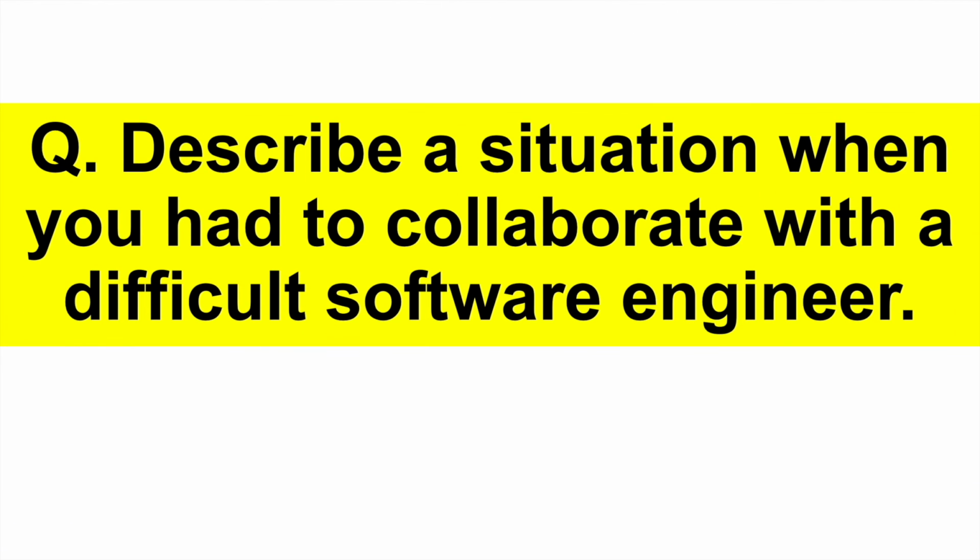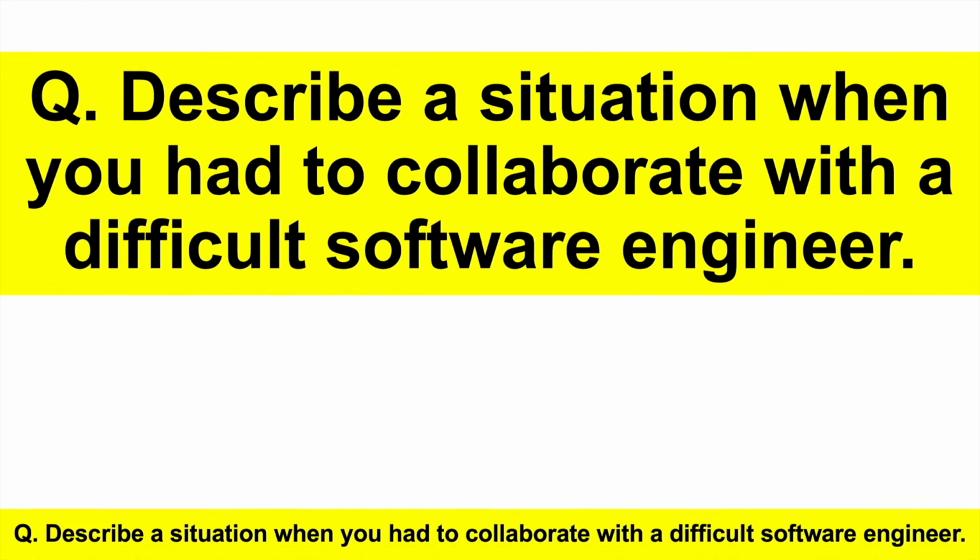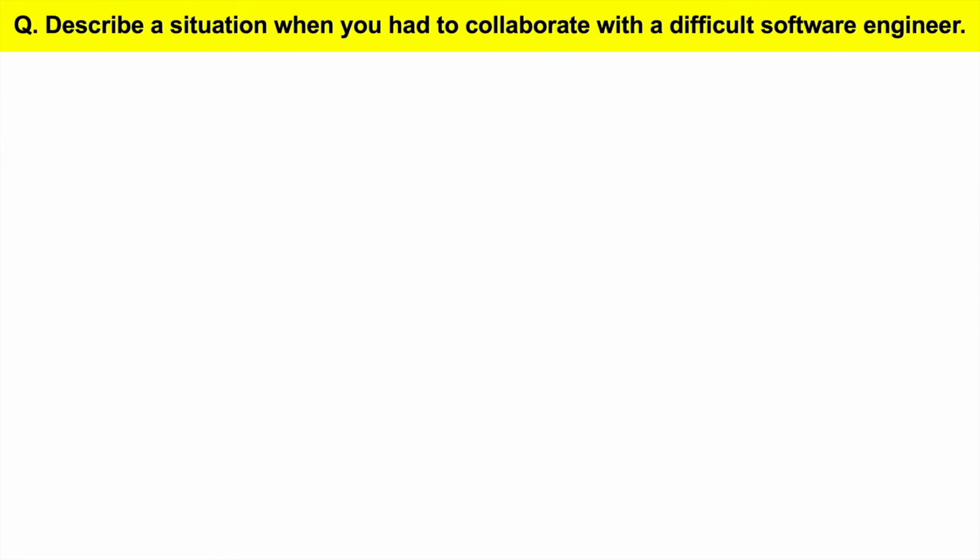Here's the next behavioral interview question and example answer for software engineers. The question is, describe a situation when you had to collaborate with a difficult software engineer. So this question is assessing your team working skills and communication capabilities. Here's my top scoring response that uses that all-important STAR technique. Here we go. Describe a situation when you had to collaborate with a difficult software engineer.